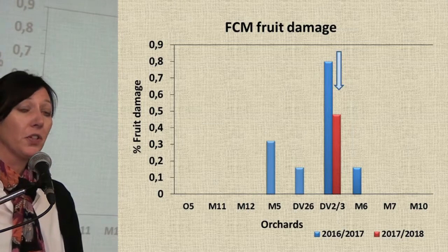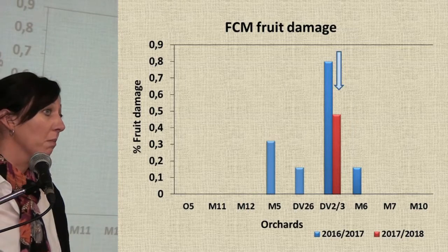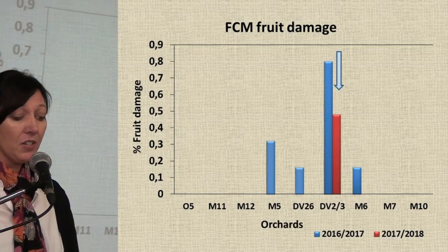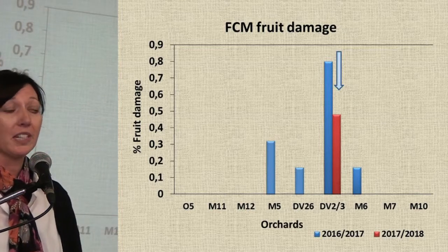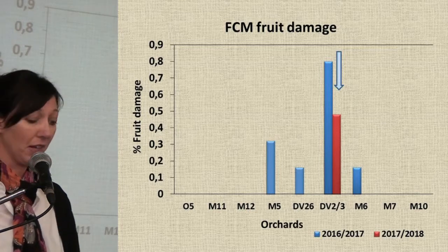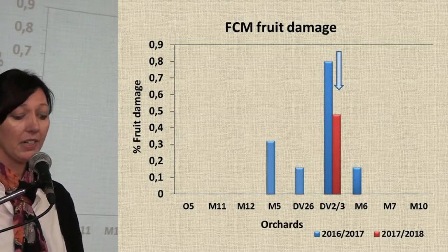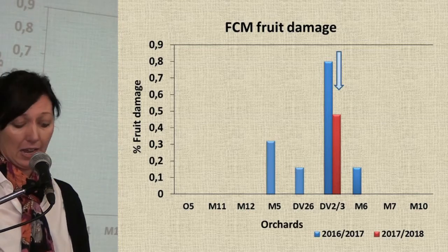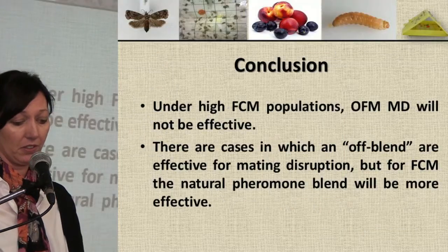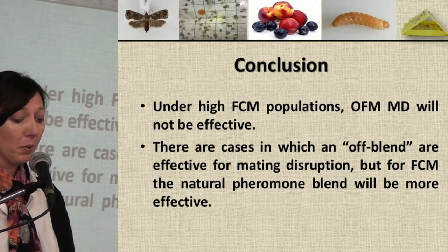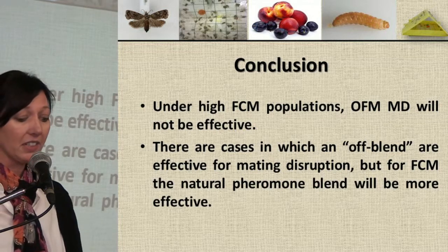We also did a fruit damage assessment, but remember there is no correlation between the trap counts and the fruit damage. So in the first year, 2016-2017, the blue graph, we had 4 orchards that had FCM damage. But in 2017-2018, only 1 of the orchards had FCM damage. So the conclusion is, under high FCM population, OFM mating disruption will not be effective enough.